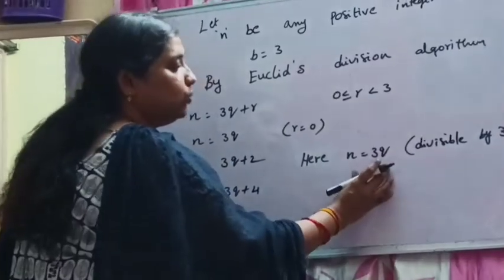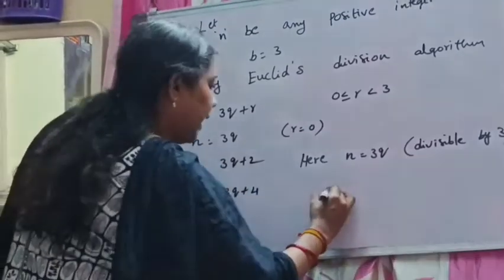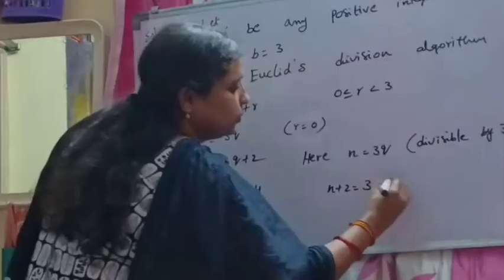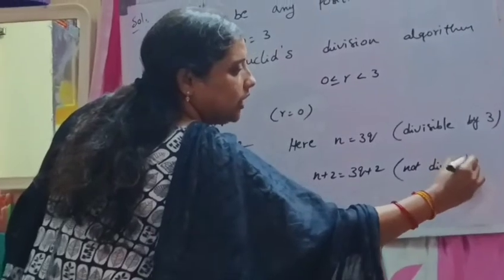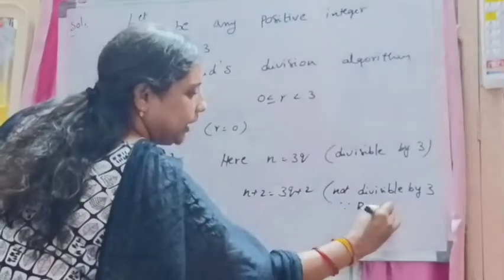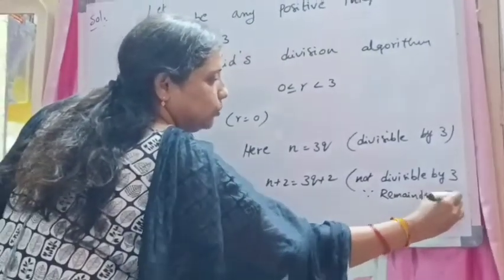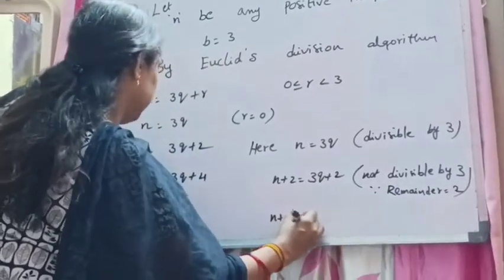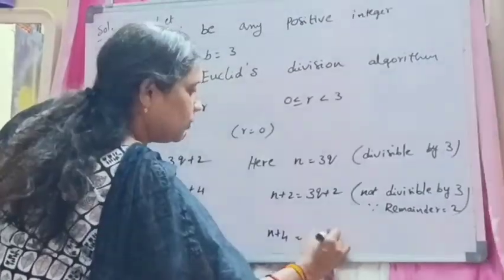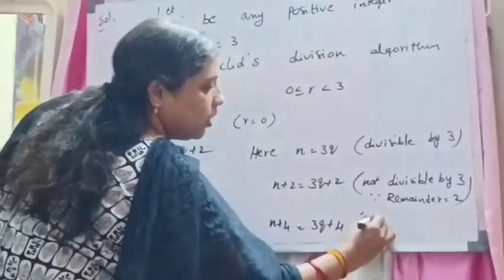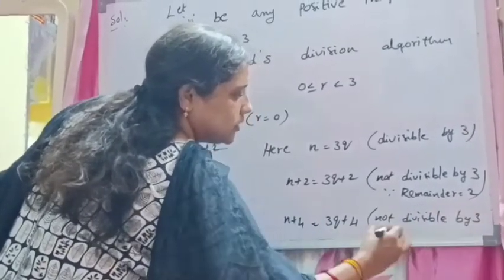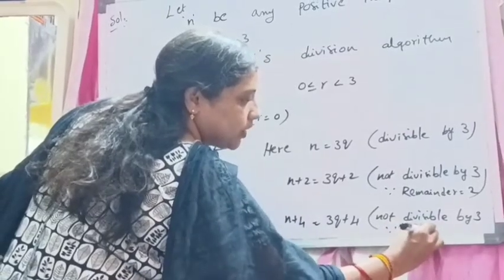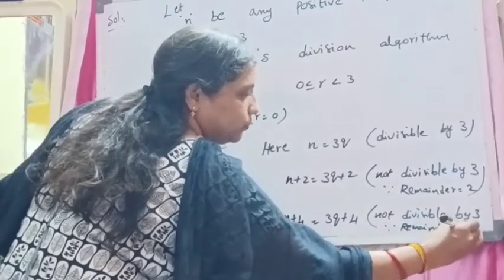So n is equal to 3q is divisible by 3, and n plus 2 is equal to 3q plus 2 is not divisible by 3 since the remainder is 2, and n plus 4 is equal to 3q plus 4 is not divisible by 3 since the remainder is 4.